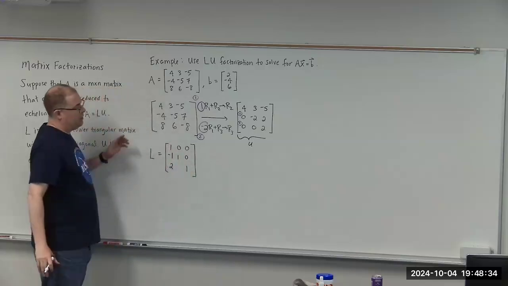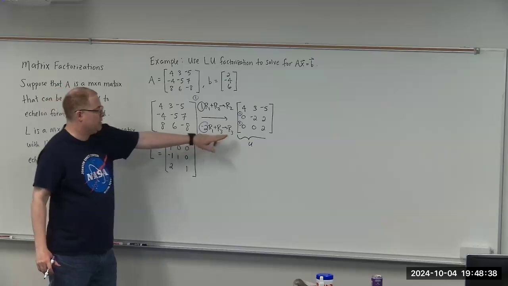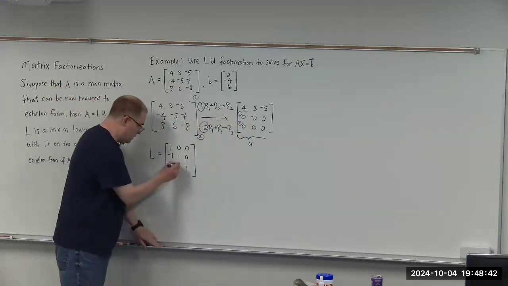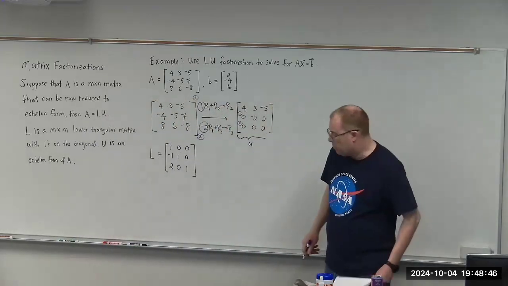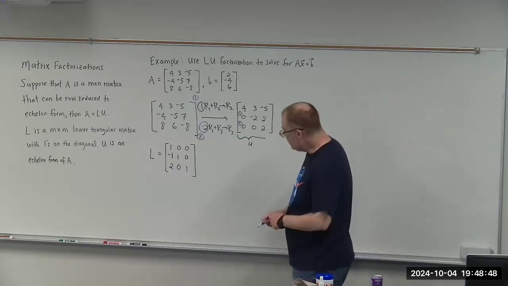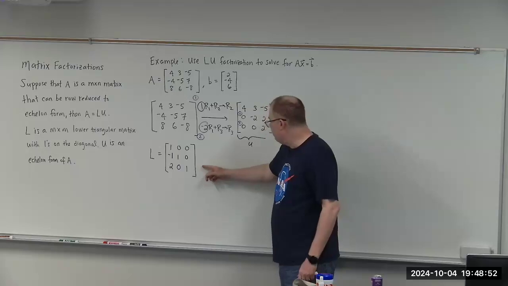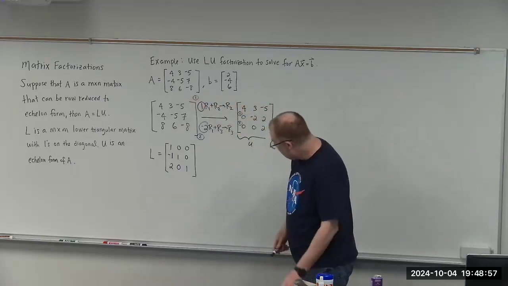And again, because this became zero from this step, this zero didn't come directly from using this pivot. So we just put a zero there as a default. And so there's L. If you take this matrix times U, you end up getting A.